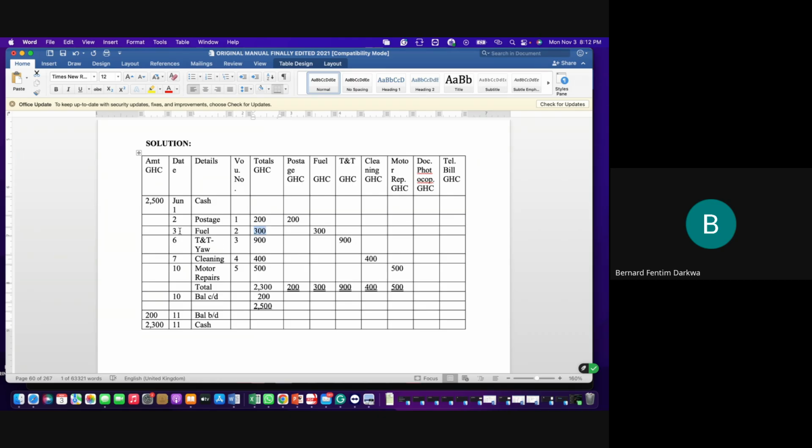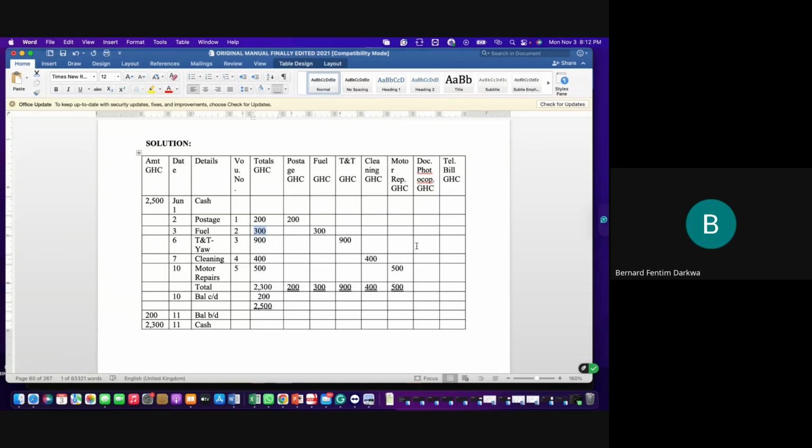On the 6th, I paid T&T. So all the expenses, you add each expense, then put it under its heading, and if you go on like that, that is petty cash. It's only petty expenses that you are paying, so the focus is always on the expenditure side.